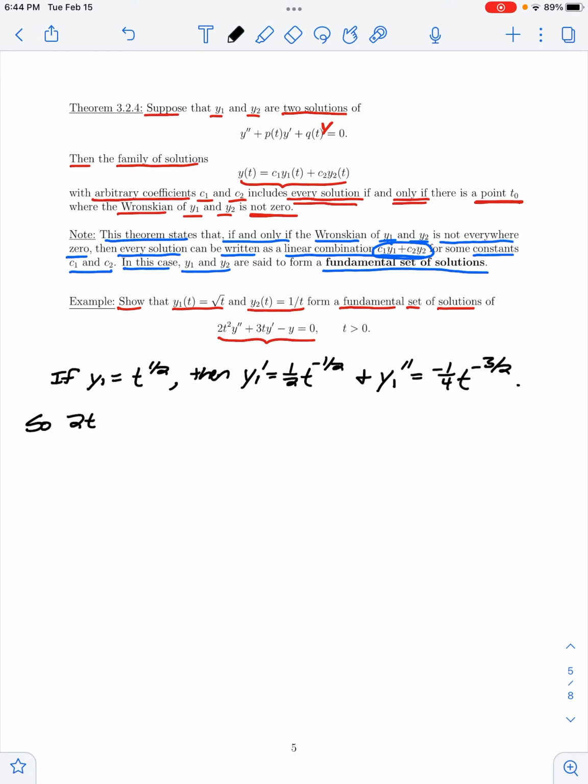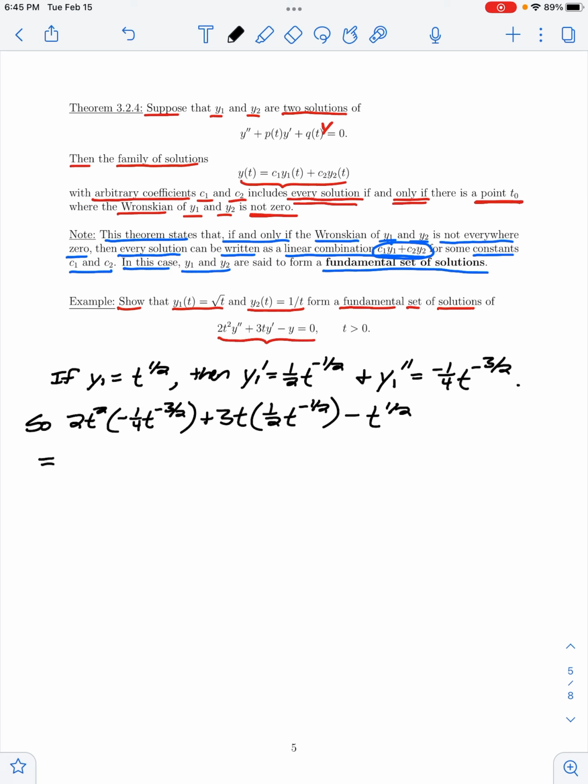We're looking at 2t squared times y double prime, which was negative 1/4 t to the negative 3/2 power, plus 3t times y prime, which was 1/2 t to the minus 1/2, minus y, which was just t to the 1/2 power. And we want to see whether this is equal to 0 or not. So let's simplify this a little bit.